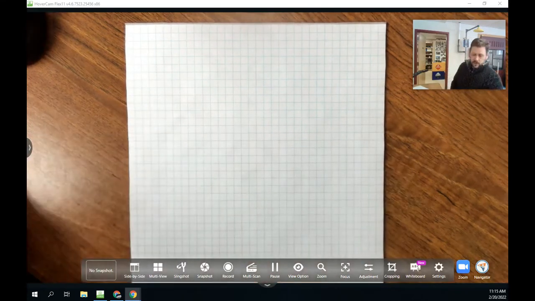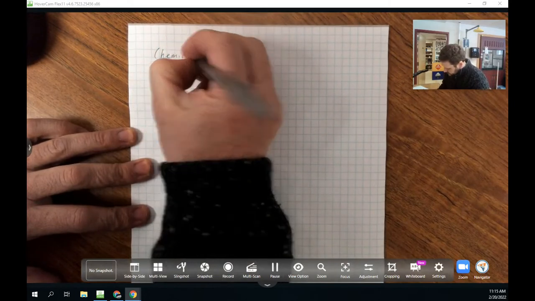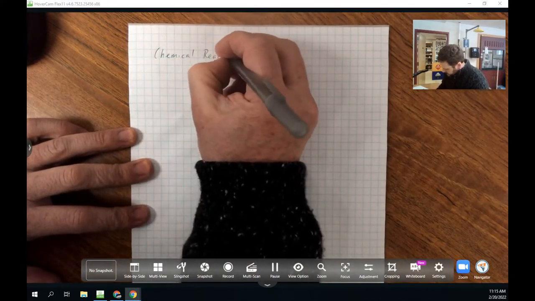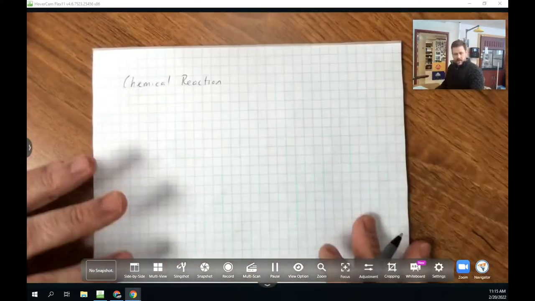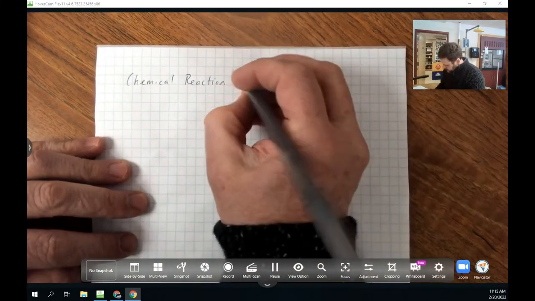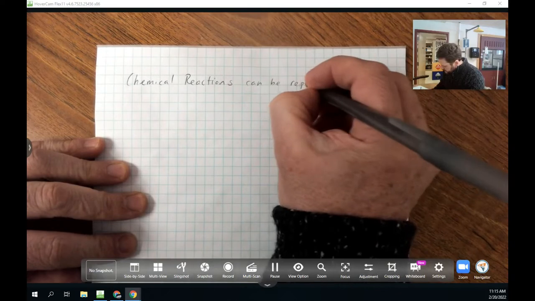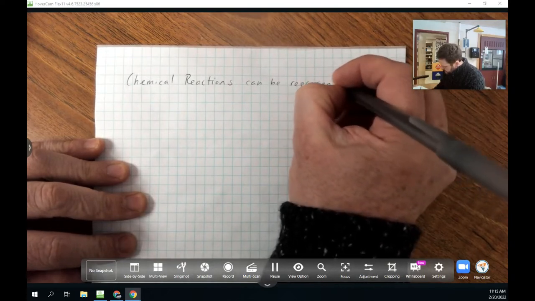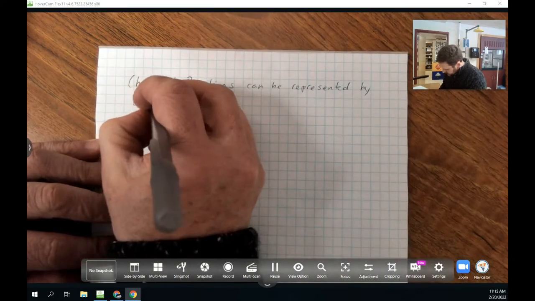All right, in these notes, we are going to talk about chemical reactions, and we know what a chemical reaction is. We know that a chemical reaction involves rearranging atoms. We know that's synonymous with a chemical change. But what we're going to learn this time is that chemical reactions can be represented by chemical equations.